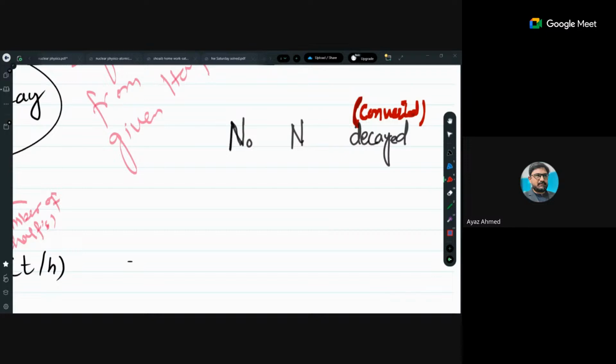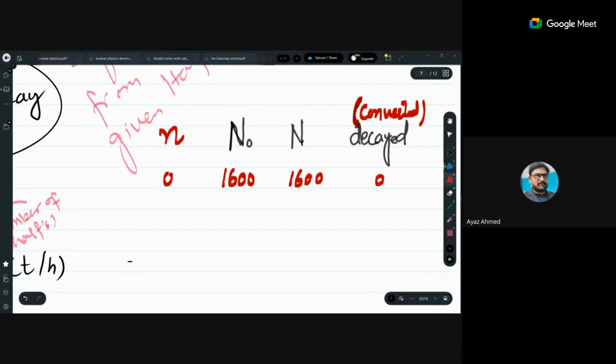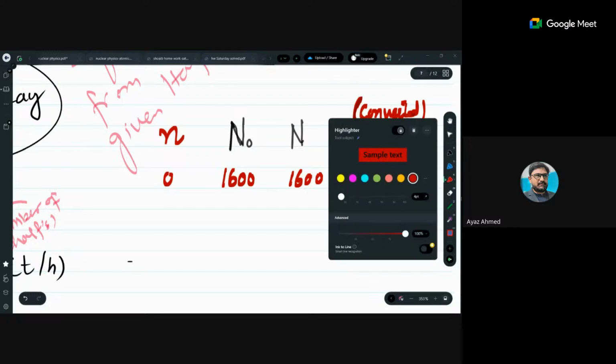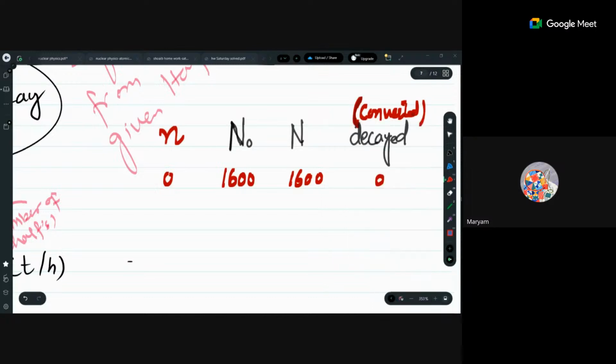For example, initially there were 1600. Here it is the number of half lives as well. After zeroth half life, no half life has taken place, so the remaining number is 1600. Decayed are zero, nothing has decayed. After one half life, the original number was 1600, any value of sample. What would be left behind? 800 is left behind, and 800 is decayed.